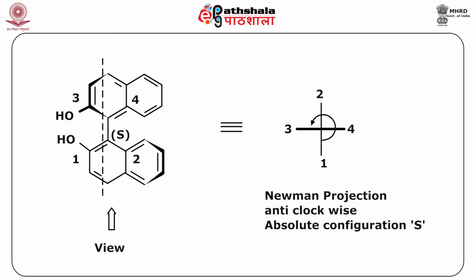However, in this molecule, the CIP numbering 2 is above the plane on the vertical line, so it should be written on the top of the vertical line and 1 should be on the bottom of the line. So 3 and 4 should be written on the horizontal line as well.